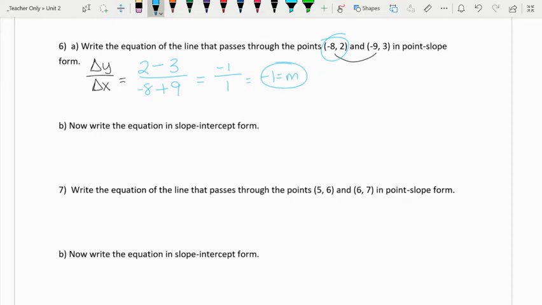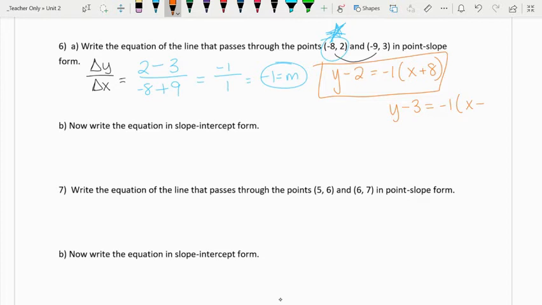At that point, now we have a point and a slope. I would like for you to always grab the first point, but you don't have to. Either one is fine. So it's going to be y minus your y value equals m times x minus your x value. And remember, when you minus a negative, it becomes a positive. Now, it's totally fine if you took the other point. It would be y minus 3 equals negative 1, x minus negative 9.